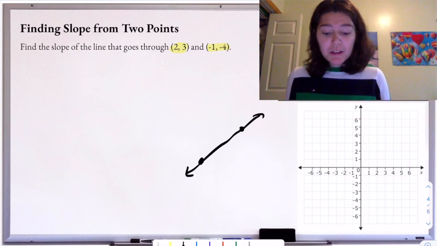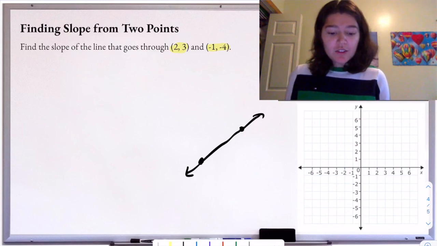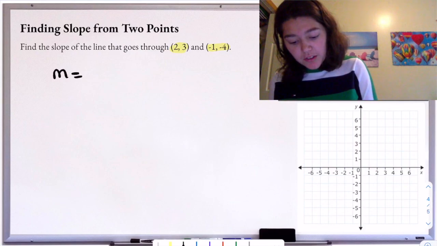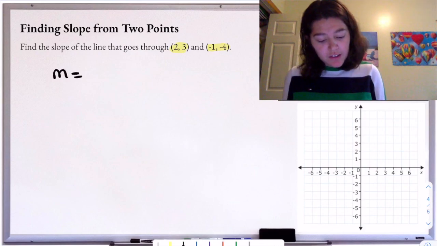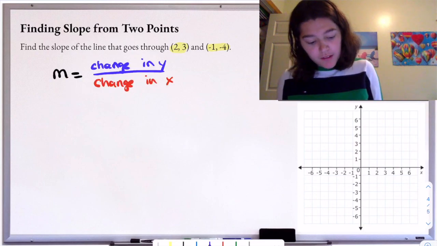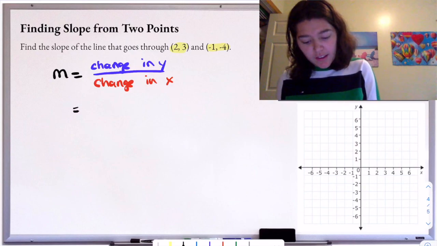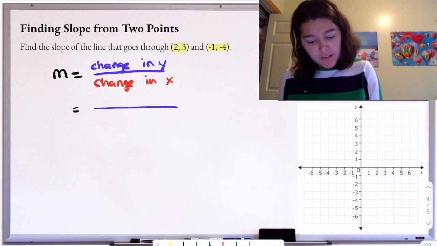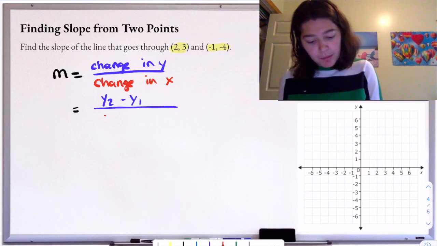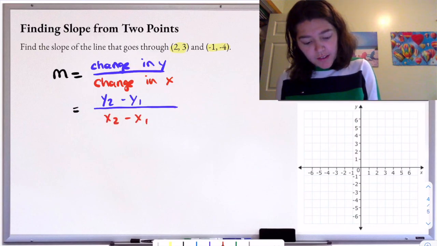So we don't have a graph of this yet. So what we're going to do is we're going to use the equation for slope, which is, well, it's still change in y divided by change in x, but we can rewrite that with our 2 points as y2 minus y1 divided by x2 minus x1.